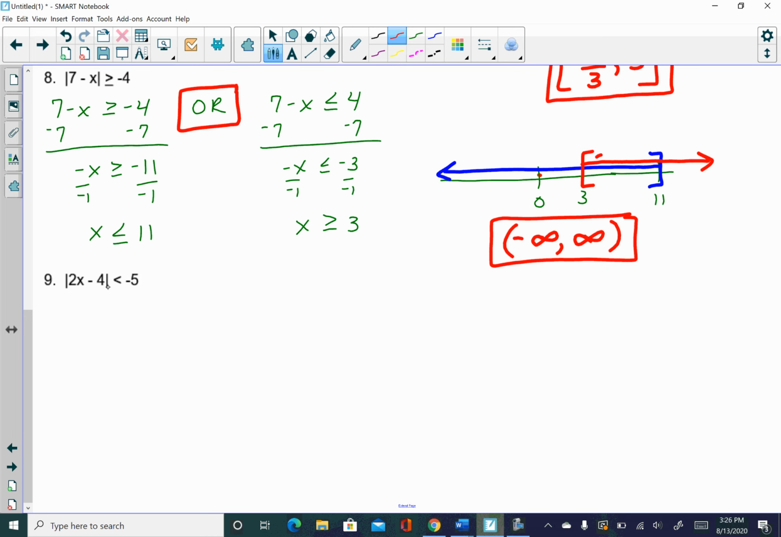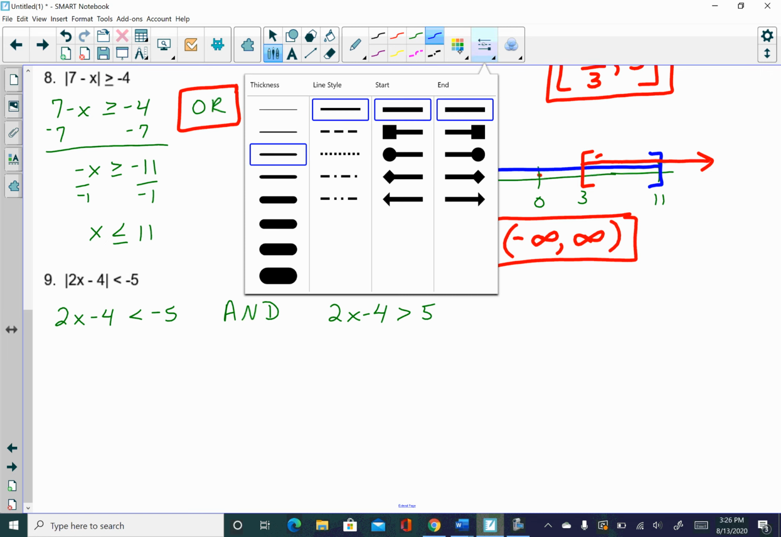All right, so down here in number 9, my absolute value bar is already isolated, so I'm going to start with breaking it up into my two inequalities. So 2x minus 4 is less than negative 5, or 2x minus 4 is greater than 5: change the inequality sign and the sign of the number. And now let's solve for x.